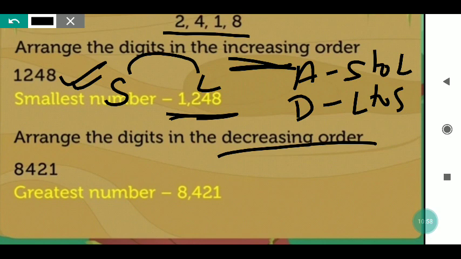Because if we are writing 8 first, then 4, then 2, then 3, it is going from the largest to the smallest. The largest number is written first, then every time the number is decreasing. That is why it is written in decreasing order. In this way we can form the largest number, meaning the greatest or largest.